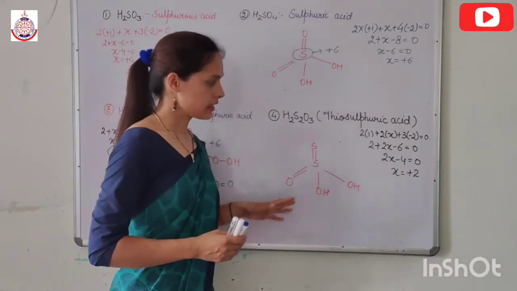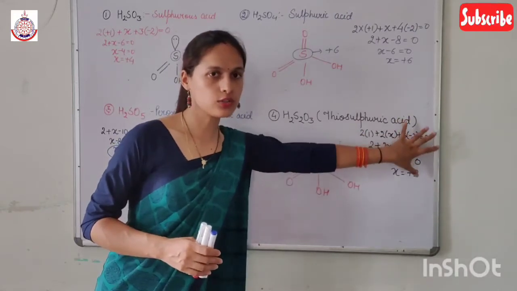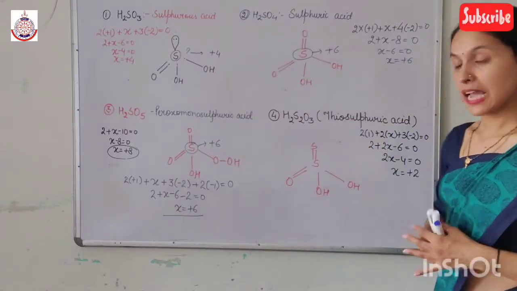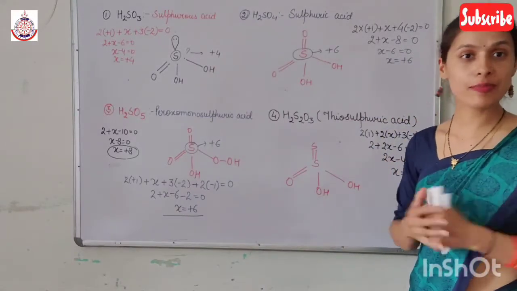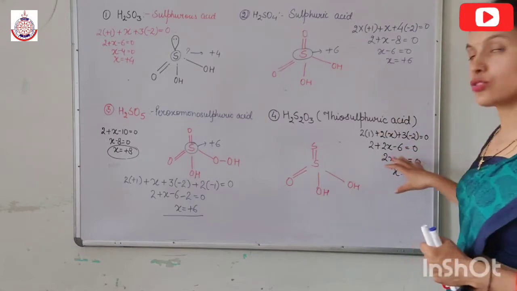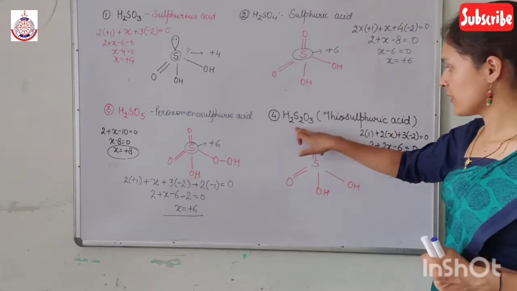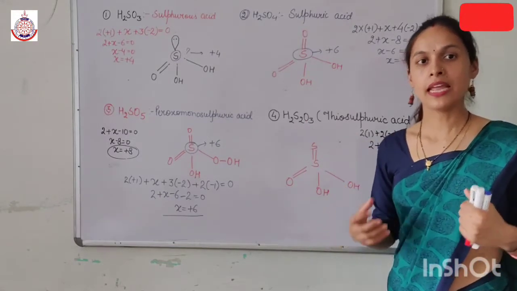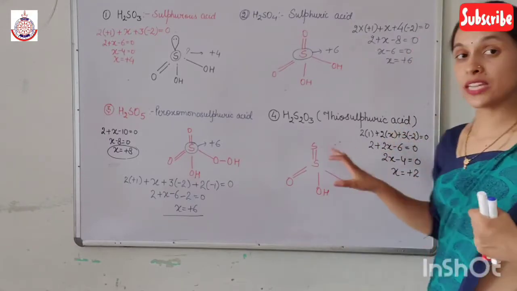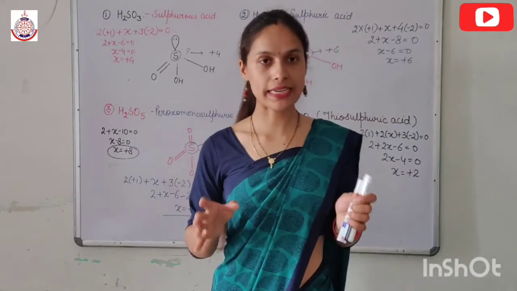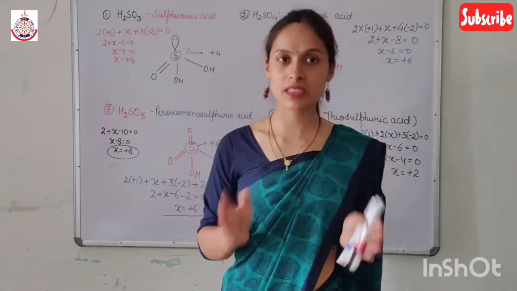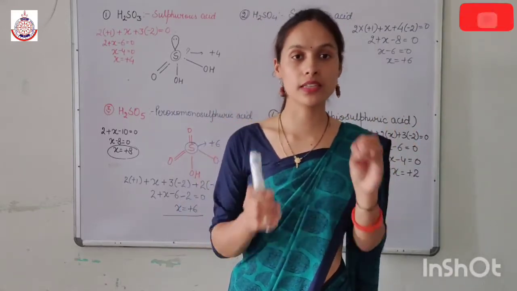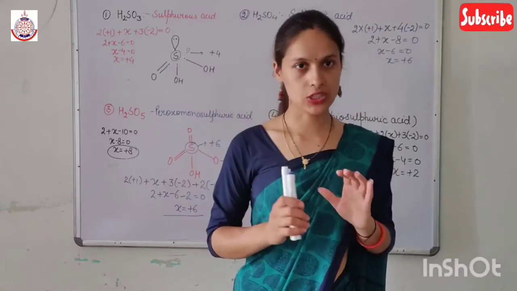But x equals plus 2 would mean, according to this method, both the sulfurs have plus 2 oxidation state. But actually, both the sulfurs do not have plus 2 oxidation state. So what is this plus 2 oxidation state? When we have two atoms of a particular element, by this method we get a general oxidation state, but not a specific oxidation state. So with the help of the diagram, we can easily calculate the particular oxidation state.